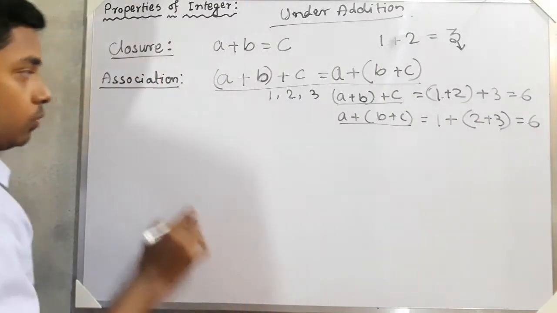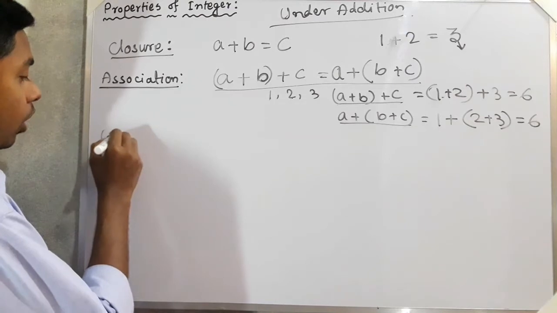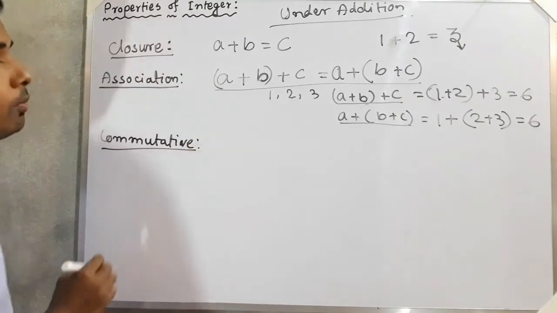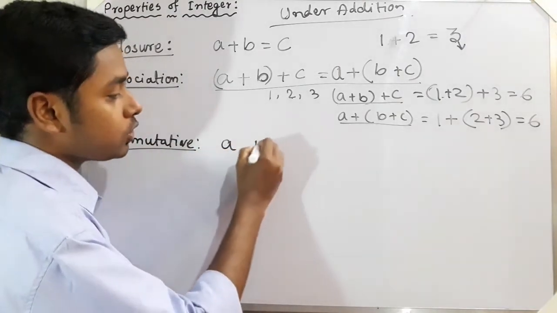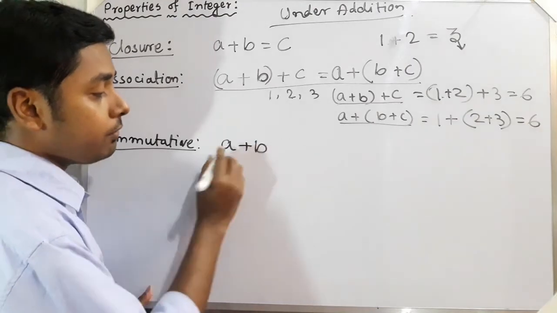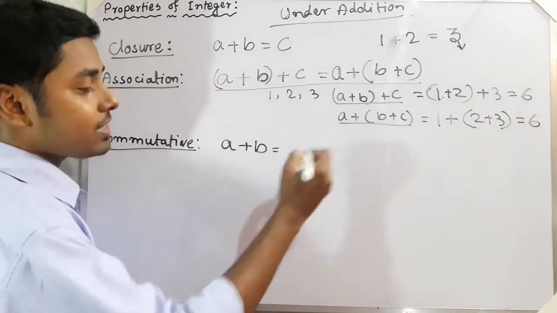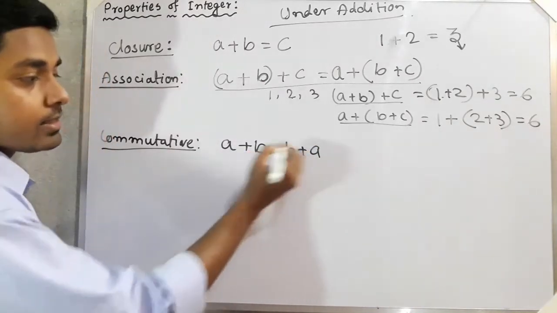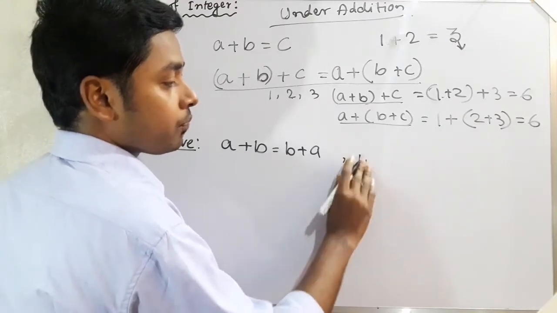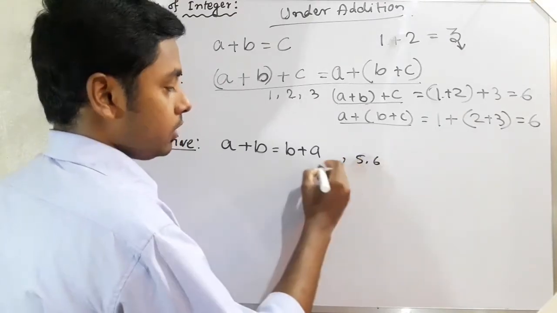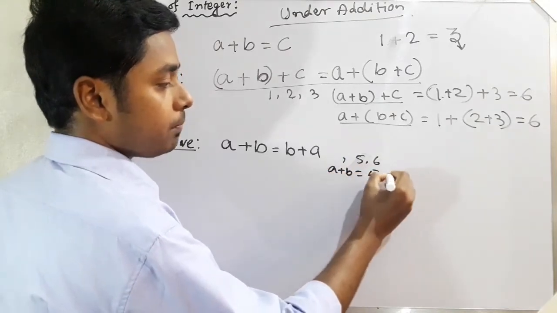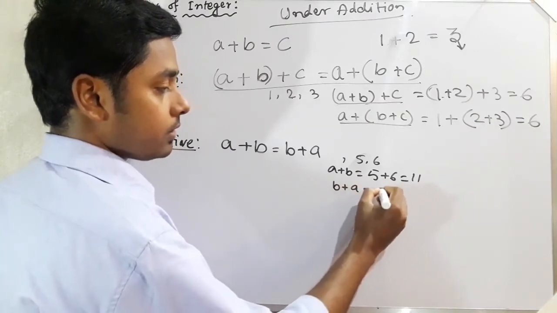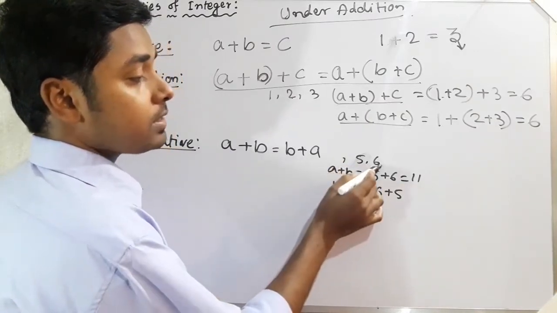Now the next property is the commutative property. What is the commutative property? Suppose I take two integers a and b, and we add these two integers, and in the next case we add them in the reverse order, then we will get the same answer. Take an example. Suppose I take 5 and 6, where a is equal to 5 and b is equal to 6. So a plus b is 5 plus 6, that means 11. And b plus a is equal to 6 plus 5.